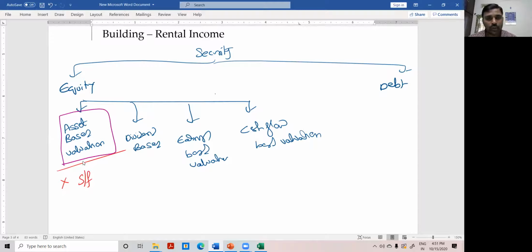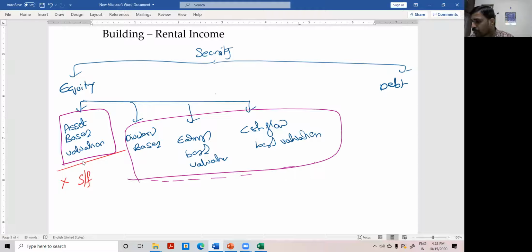readily available. We don't need to do a separate exercise for that because, for the sake of accounting, we might have already prepared a balance sheet. So this asset-based valuation is readily available and a simple exercise. These others involve a lot of complicated exercises because they are based on future predictions, and this is based on the present position. So compared to asset-based valuation, these three methods of valuation are complicated.